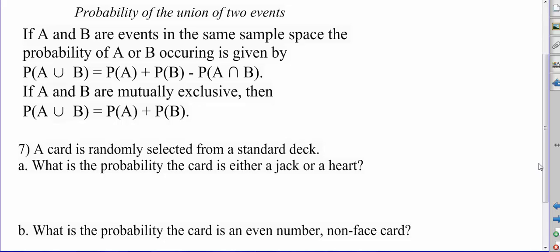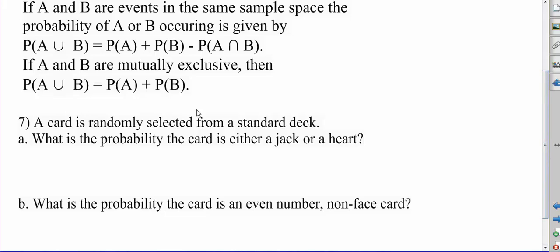If the 2 events are mutually exclusive, in other words, there is no intersection, no repetitive data, then we wouldn't have to worry about subtracting. So that's what you see here.